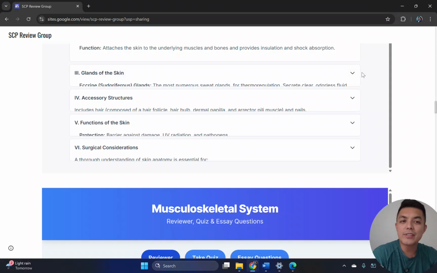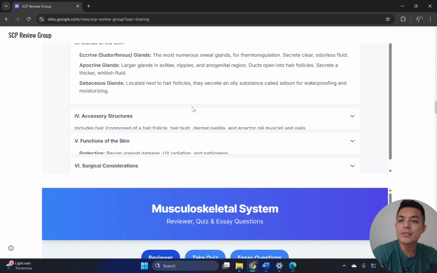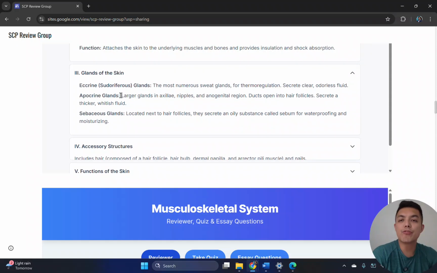Next is glands of the skin. So, eccrine or sudoriferous glands. Eccrine. These are the most numerous sweat glands. So eccrine, just remember from the E: ew, sweat. This is for thermoregulation, and they secrete clear, odorless fluid.